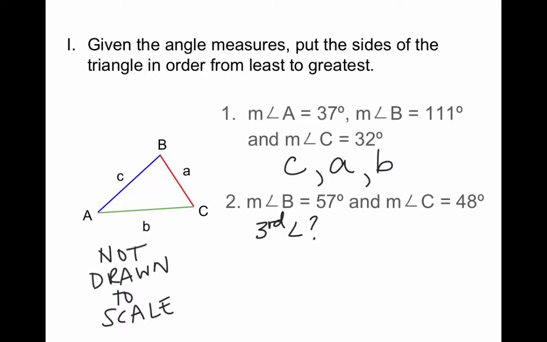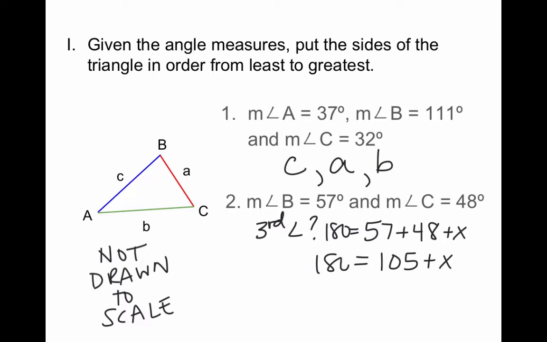Well, you use the angle sum theorem. The 3 angles of a triangle always add up to 180. So take the 2 that you know, add them together with a variable for the third, and set that equal to 180. And then solve your equation. 57 and 48 is 105, I believe. So 105 plus x equals 180. Subtract 105. And therefore, my missing angle is 75.